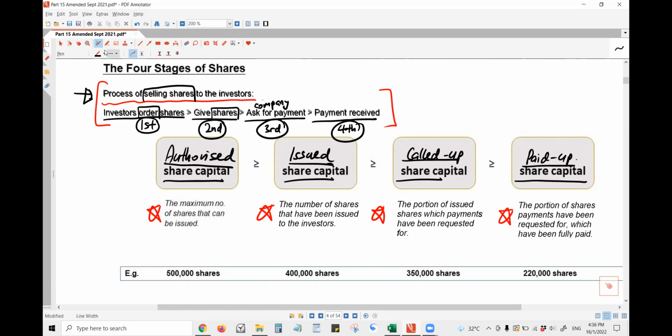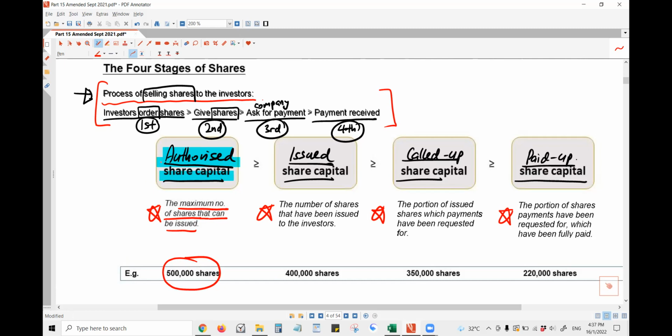We look at the first term, authorized share capital. Authorized share capital means the maximum number of shares that the company can issue. That means the company can never issue shares more than the number of authorized share capital. And it is 500,000 shares.